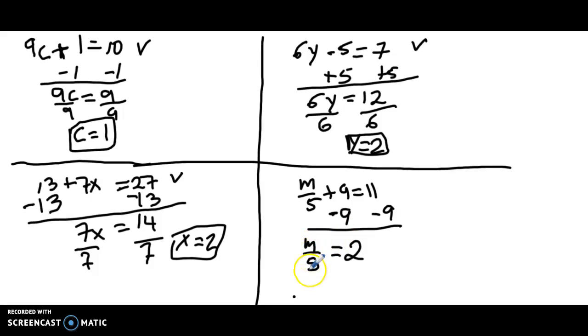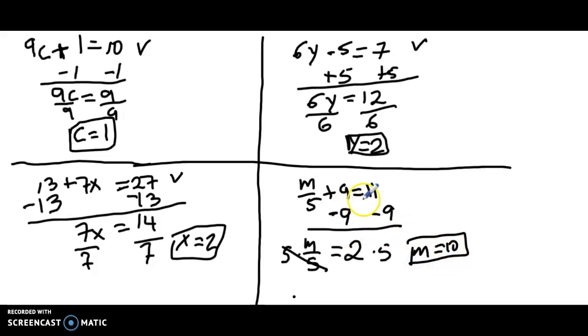So it's m divided by 5. The inverse of division is multiplication. So I'm going to multiply both sides of the equation by that factor of 5. So what tells me that? The denominator. So if I clean that up, 5 on the top, because it's 5 over 1, right? 5 on the top and 5 on the bottom goes. So that leaves me with m equals 10, which should be my final answer.